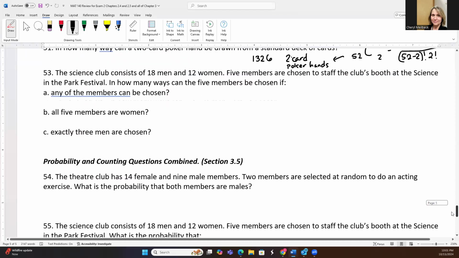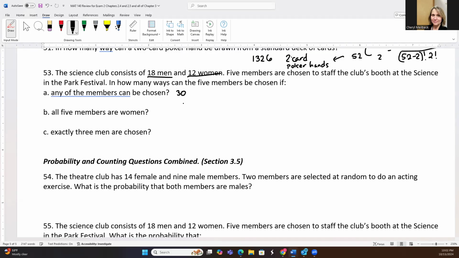Let's keep rolling. Here it says the science club consists of 18 men and 12 women. 5 members are chosen to staff the club's booth at the Science in the Park Festival. In how many ways can the members be chosen if? So again, this is just in how many ways. And here order doesn't matter. It doesn't matter if we chose Ben first, Carl second, and David third. We're just choosing them. So there are 18 men and 12 women, that means there are 30 possible people to choose from when we add 18 plus 12.